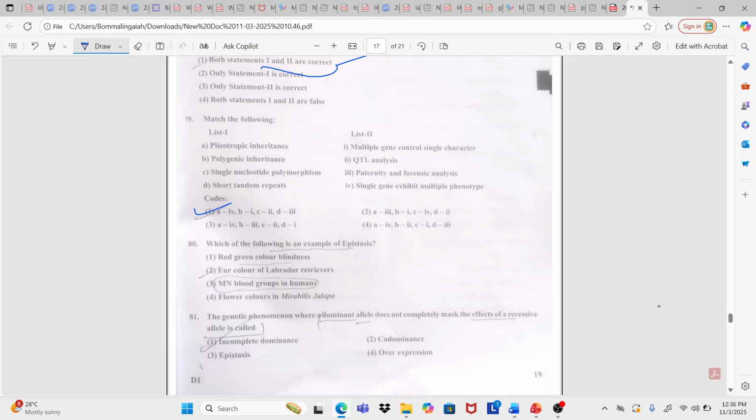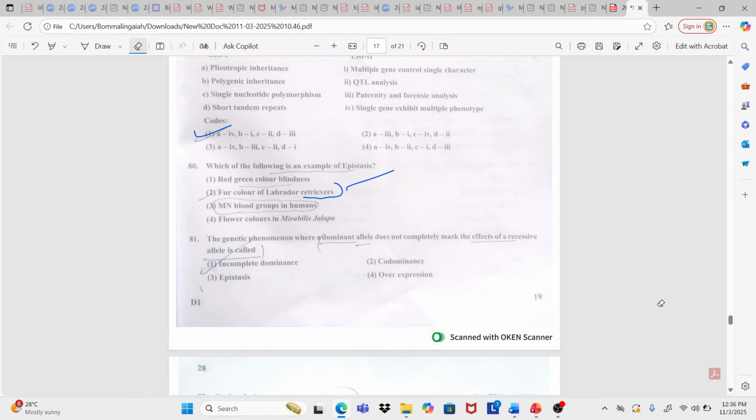Next, question number 80. Which of the following is an example of epistasis? The correct option is the coat color of Labrador retrievers. Next, we move to question 81. The correct option for this one is incomplete dominance. The genetic phenomenon where a dominant allele does not completely mask the effects of a recessive allele is called incomplete dominance. Next, we move on to the question.